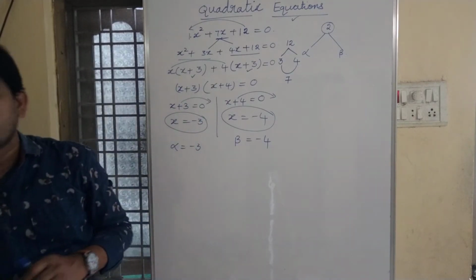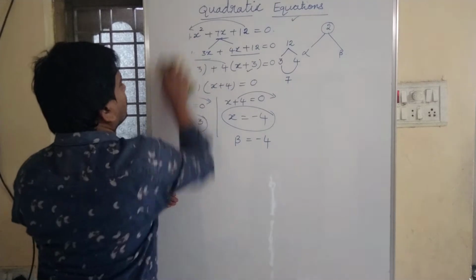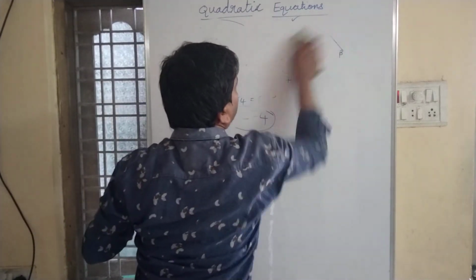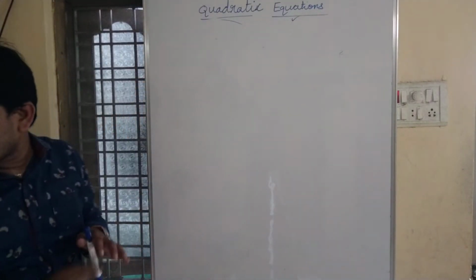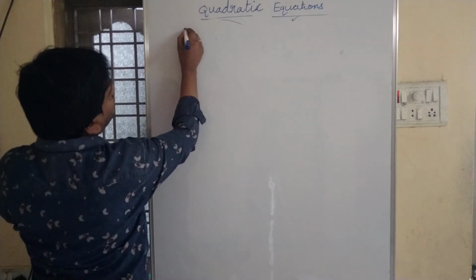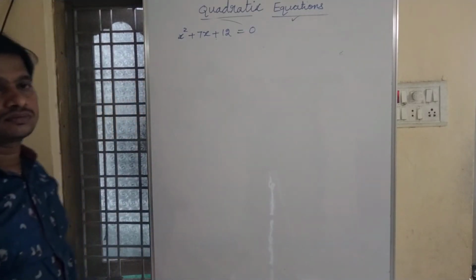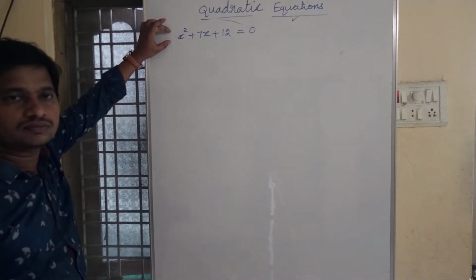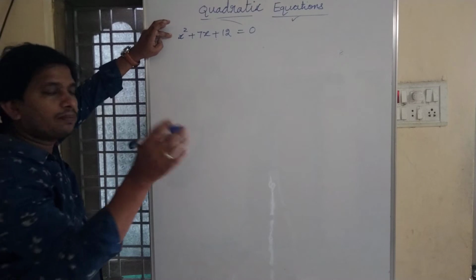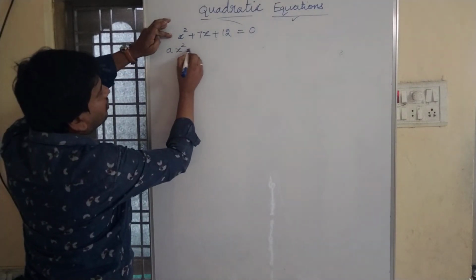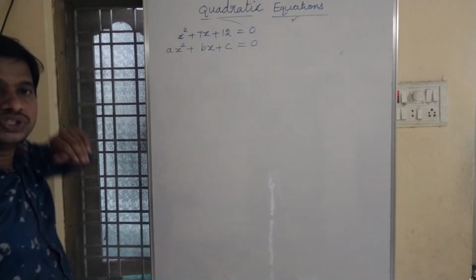And also we have another method to find the roots of the quadratic equation, that is called the quadratic formula. Consider a quadratic equation x square plus 7x plus 12 is equal to 0. So this is the given quadratic equation. Let us compare the given quadratic equation with the standard form of the quadratic equation. Children, what is the standard form of the quadratic equation? ax square plus bx plus c is equal to 0.